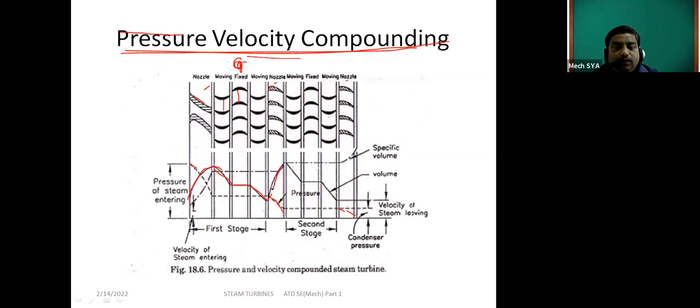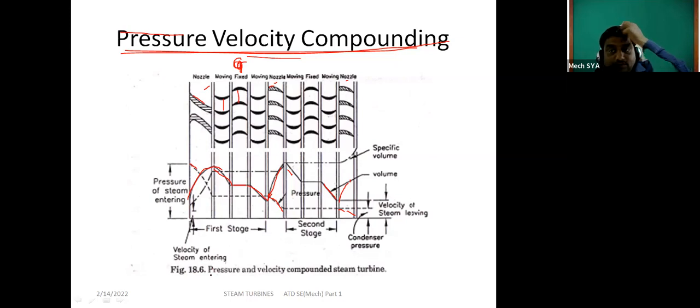Afterwards, it will increase significantly in the nozzle. In the moving blade it decreases, and it remains constant in the fixed blade. In the moving blade again it decreases, and again in the nozzle it will increase. The next stage we are not considering. So we are decreasing the pressure as well as the velocity. This is the output, where pressure and velocity both are absorbed continuously.